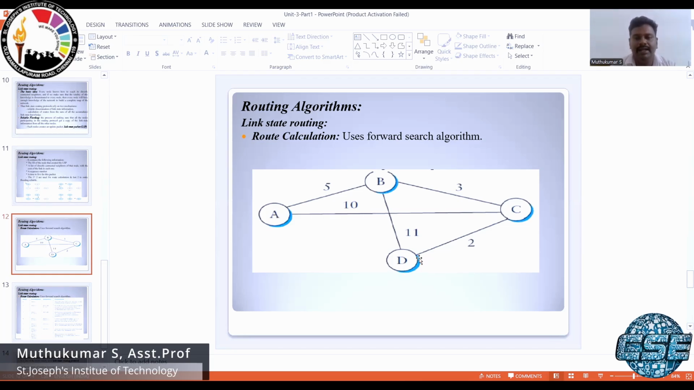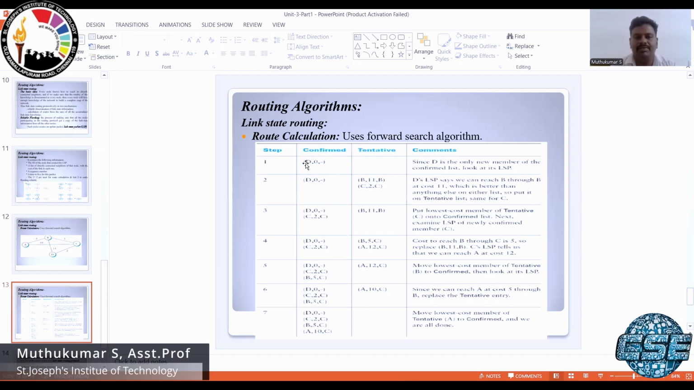D to C and D to B are directly connected, so you can easily calculate the values from D to B and D to C. But you have to calculate the step-by-step values, so let us move on to the procedure. I have taken D as the source node. Here we have three columns: the destination node, the cost, and the next hop. Initially D is the source and D is the destination.